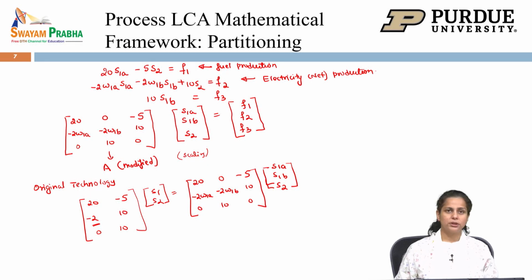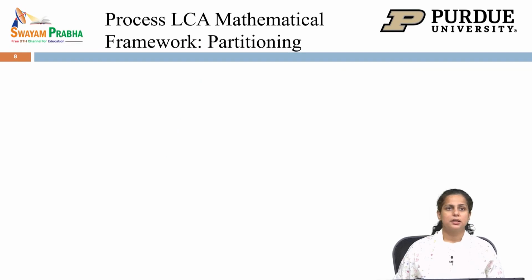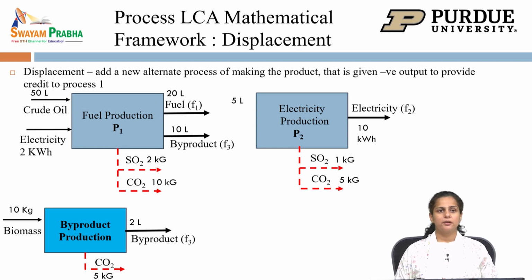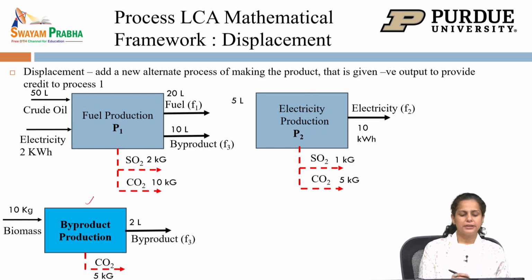Okay, so let us move forward and look into the other case. In the other case, we have the framework for displacement. Here we have a different idea. The idea is that we prefer not doing allocation. Here again we have the byproduct being formed, but what we do is identify an alternate route for making the byproduct. Let us say our byproduct has an alternate route of production, called byproduct production, which, instead of taking crude oil, is based on the biomass input, and this process, as you can see, has a very different impact.